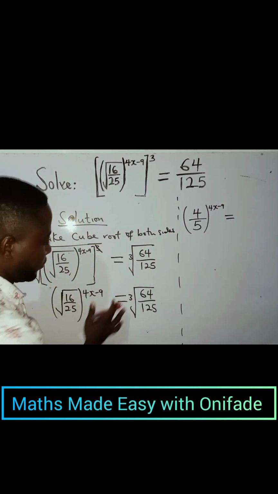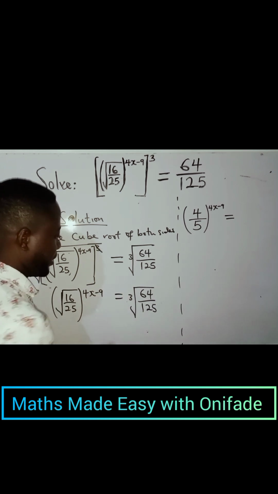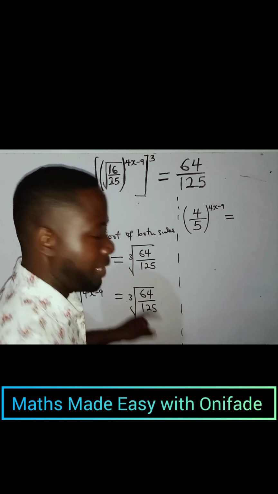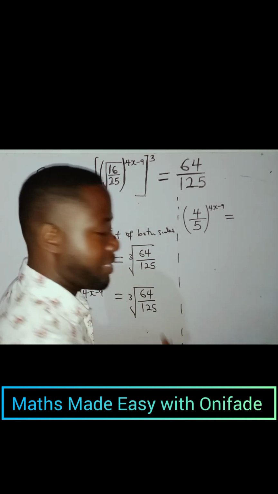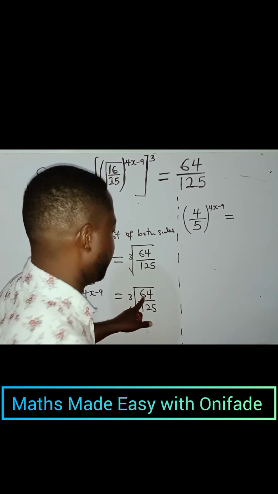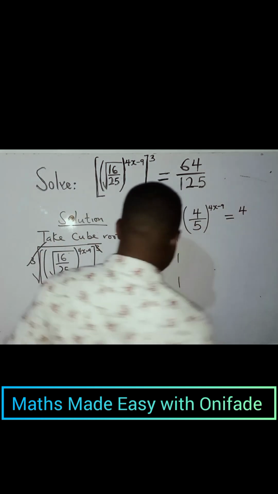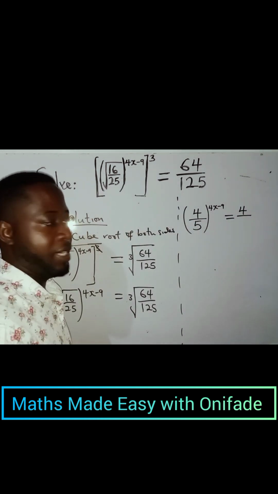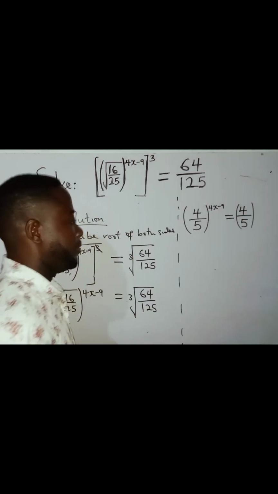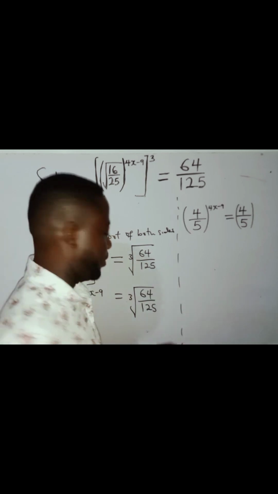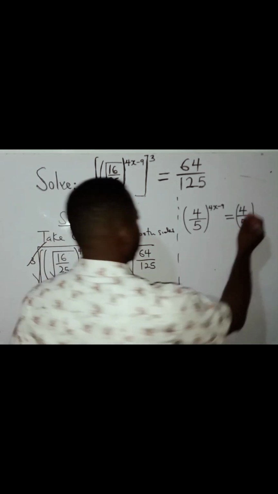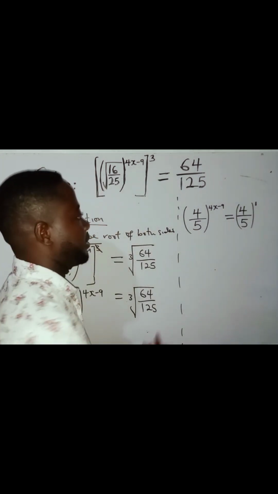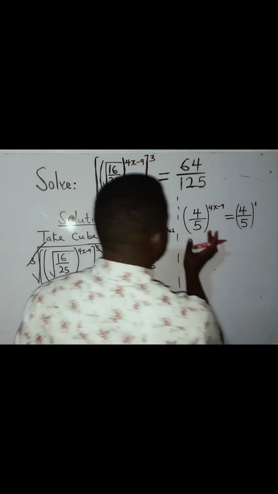Cube root of 64 means a particular number that when it multiplies itself 3 times, it must give us 64, and that number is going to be 4. 4 times 4 is 16, 16 times 4 is 64. So the cube root of 64 is 4, all over the cube root of 125, that's going to give us 5. 5 times 5 times 5 is going to give us 125. Now let me put this into brackets and give it the power of 1, so that it can be balanced at both sides.